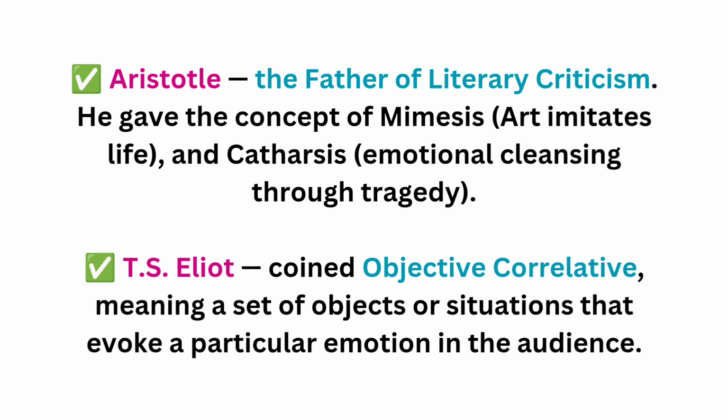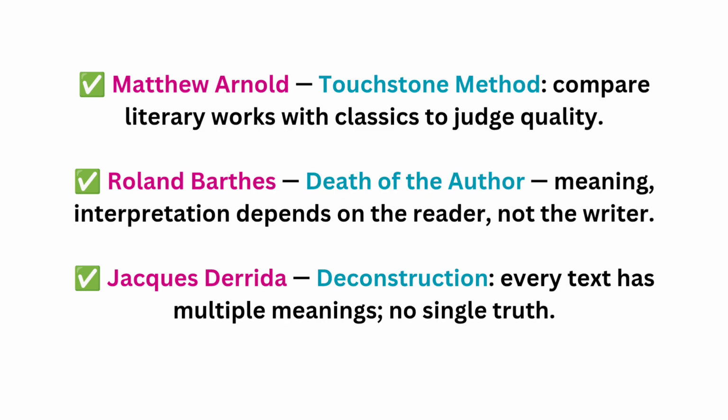First is Aristotle. He's called the father of literary criticism. He gave the concept of mimesis, which is art imitates life, and catharsis, emotional cleansing through tragedy, which we call purgation of feelings. Second is T.S. Eliot. He coined the term objective correlative, meaning a set of objects or situations that evokes a particular emotion in the audience. Next is Matthew Arnold. His touchstone method compares literary works with the classics to judge quality.